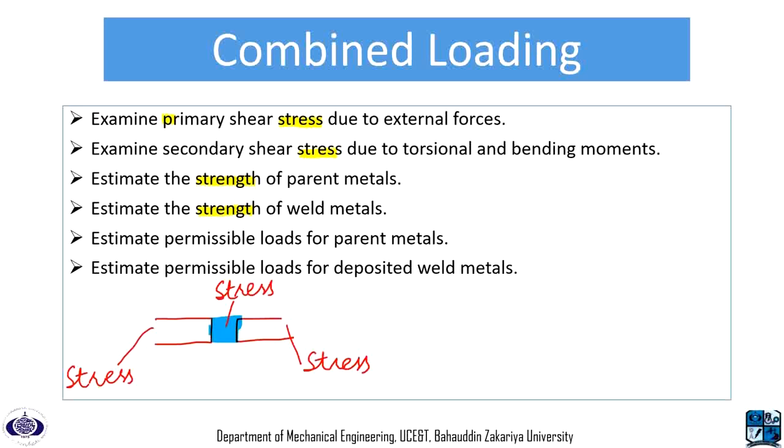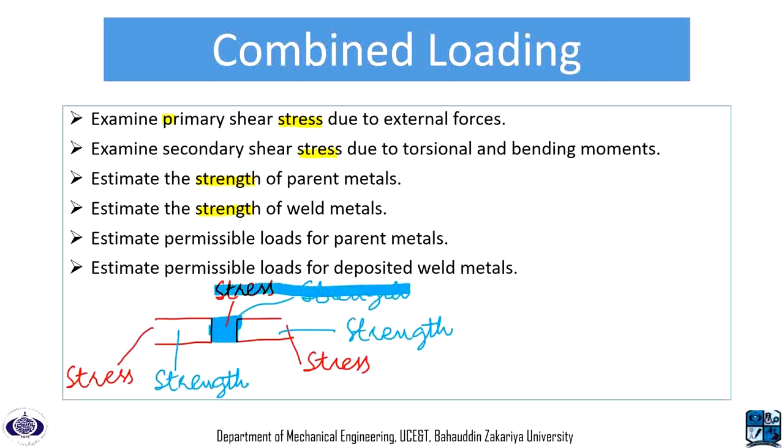Similarly, we will need to find the strength of our parent metal 1, strength of our parent metal 2, and similarly strength of the weld. And finally, we will be comparing these stresses with the strength. Stress and strength of them will be compared.